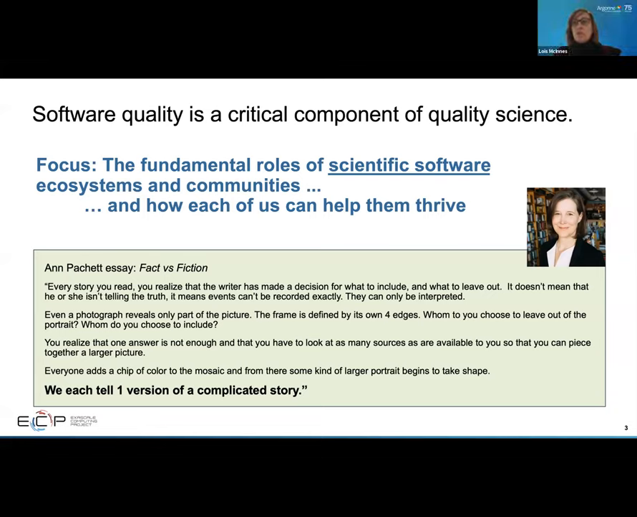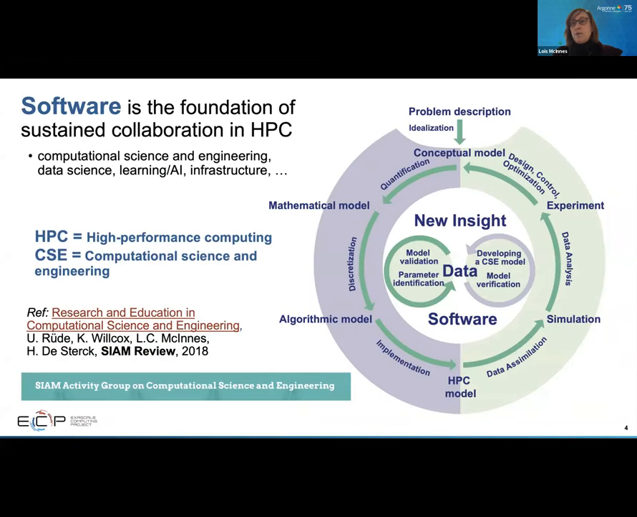That is, there are so many wonderful elements to consider, but we each only focus on some part of that. And today, I'm going to focus on the lens of scientific software, and that is the importance of high quality scientific software as our foundation of discovery and sustained collaboration.